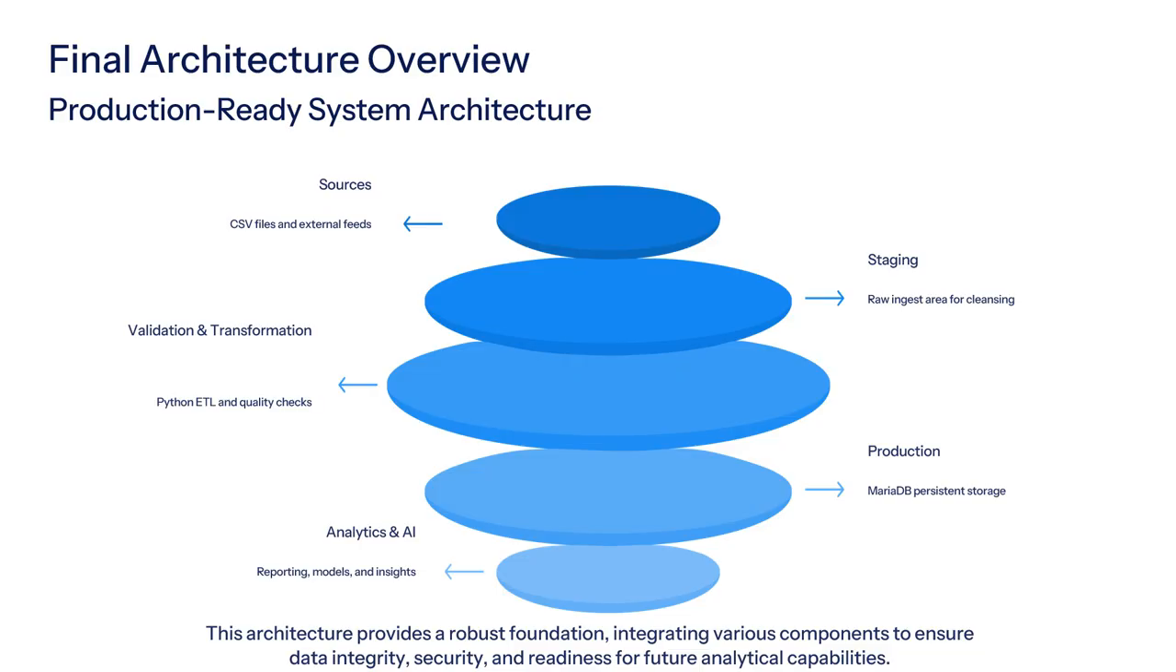Around these layers, we have metadata and lineage tracking, full audit logging, role-based access security, monitoring and retry mechanisms, and finally we have the analytics and AI. This layered approach ensures trust, reliability, and traceability.